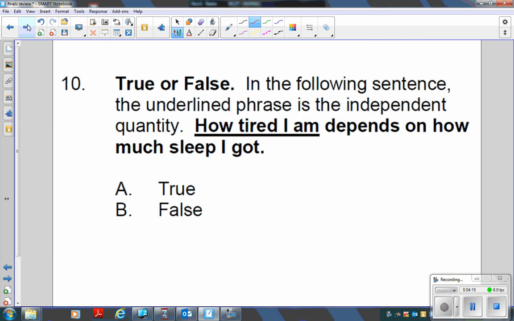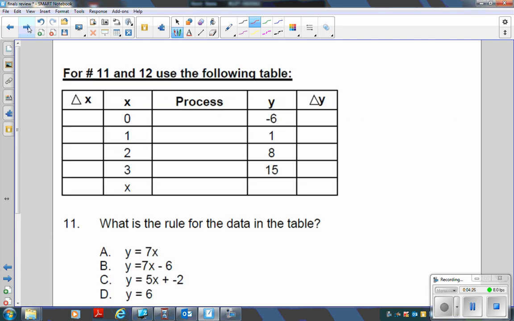In the following sentence, the underline is independent. How tired I am depends on... If something depends on somebody, it is dependent, not independent. This is a table right here, and they asked us to find the rule. Now, in order for that to work, we're going to have to use the calculator.